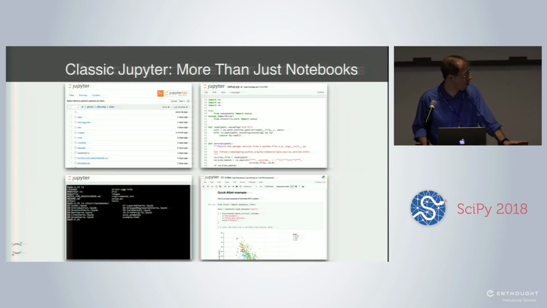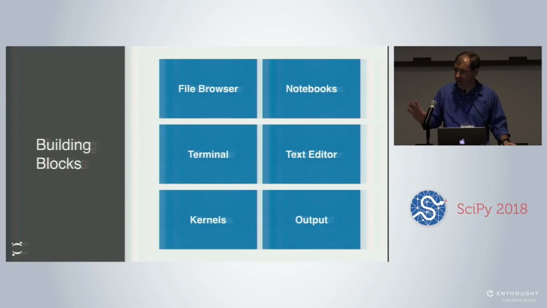So we have the notebook, but we also needed a file browser, a terminal, and a text editor. You need a lot more components than just the notebook. And so we started putting these into the notebook. We have a bunch of these components that are completely separate tools, and we call these the building blocks of our scientific computation workflow.